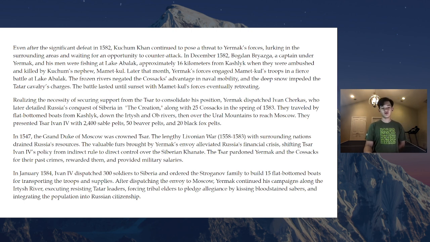The valuable furs brought by Yermak's envoy alleviated Russia's financial crisis, shifting Tsar Ivan IV's policy from indirect rule to direct control of the Siberian Khanate. The Tsar pardoned Yermak and the Cossacks for their past crimes, rewarded them, and provided military salaries, showing how the fur trade led to the expansion and this very important conquest in Russia's history.